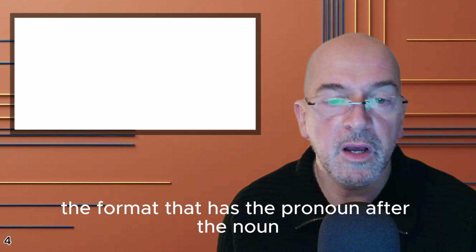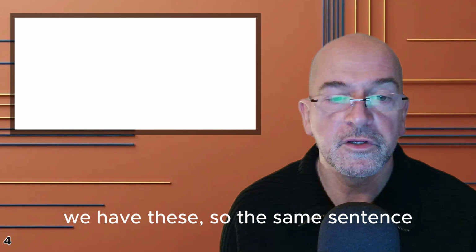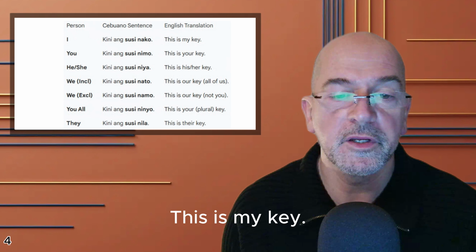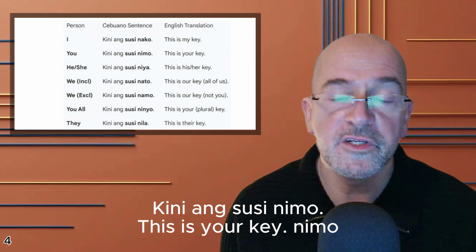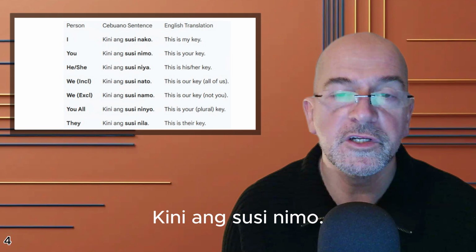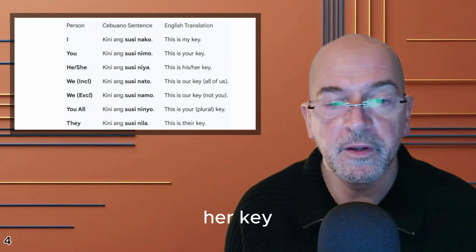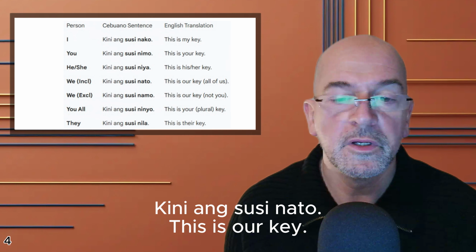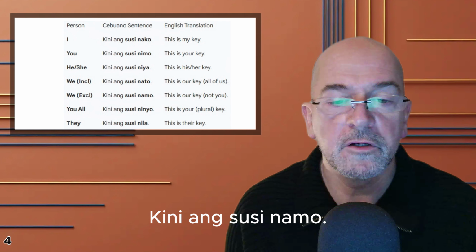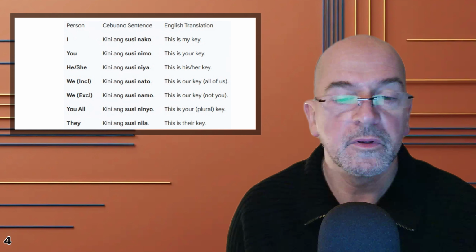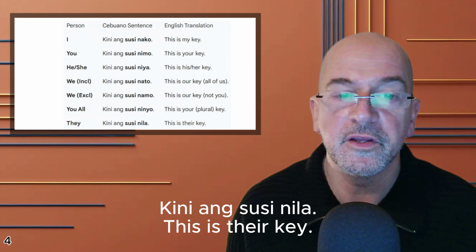For the form that has the pronoun after the noun, we have these. So the same sentence, "Kini ang susi nako." This is my key. "Kini ang susi nimo." This is your key. "Kini ang susi niya." This is his key, her key. "Kini ang susi nato." This is our key. "Kini ang susi namo." "Kini ang susi ninyo." "Kini ang susi nila." This is their key.